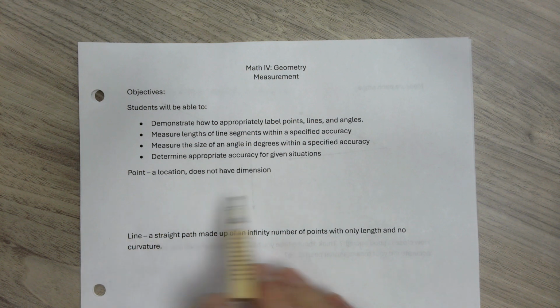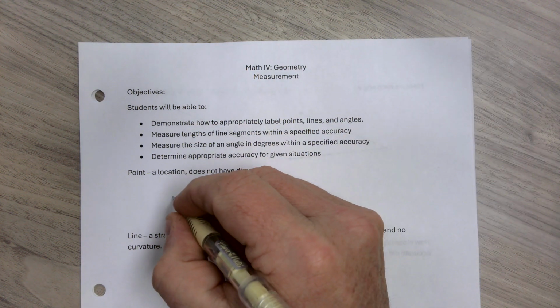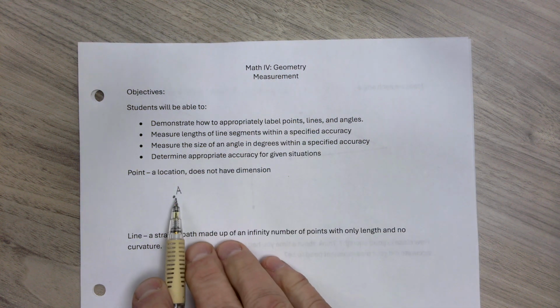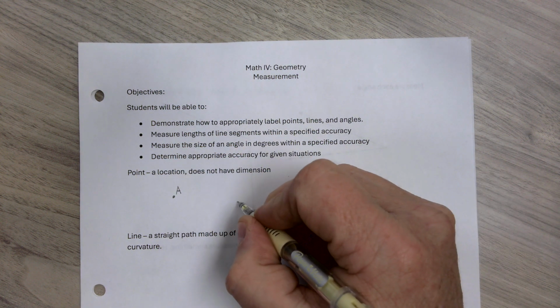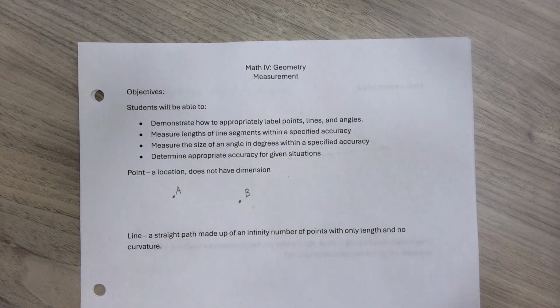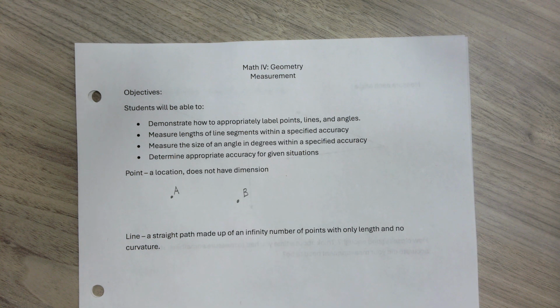So a point is a location, does not have dimension, and so when we do that, we will use capital letters only to label points. So here we have point A, and here we have point B, and these are just locations. We'll get more onto a coordinate plane in a later lesson.